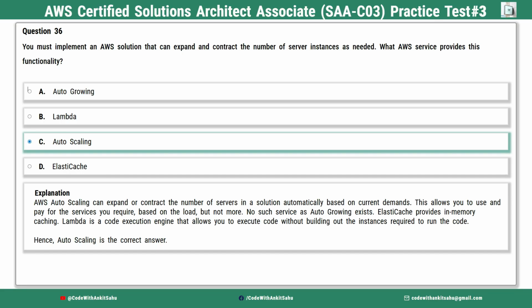Correct answer. Option C. Auto-scaling. Explanation: AWS auto-scaling can expand or contract the number of servers in a solution automatically based on current demands. This allows you to use and pay for the services you require, based on the load, but not more. No such service as auto-growing exists. Elastic provides in-memory caching. Lambda is a code execution engine that allows you to execute code without building out the instances required to run the code. Hence, auto-scaling is the correct answer.